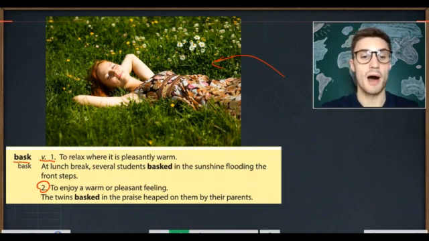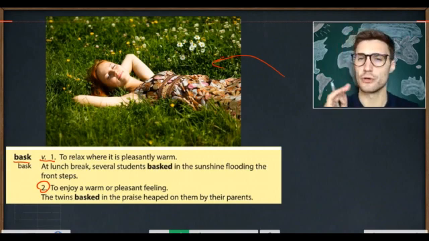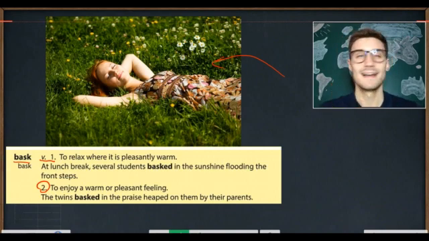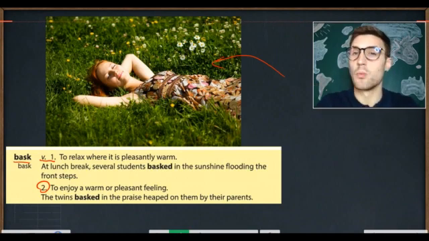The twins basked in the praise heaped on them by their parents. You are so smart, you are so pretty, you are so good, you are so talented. Thank you, thank you. You bask in that warm feeling.